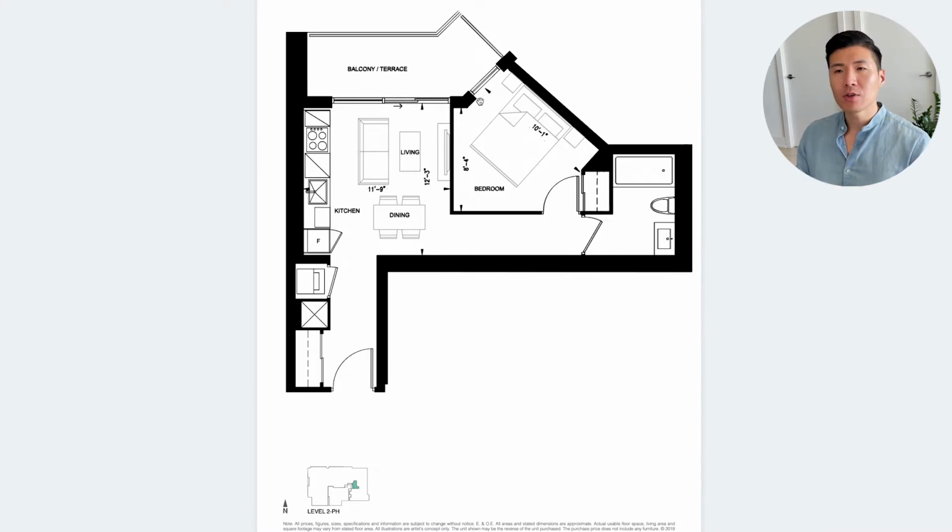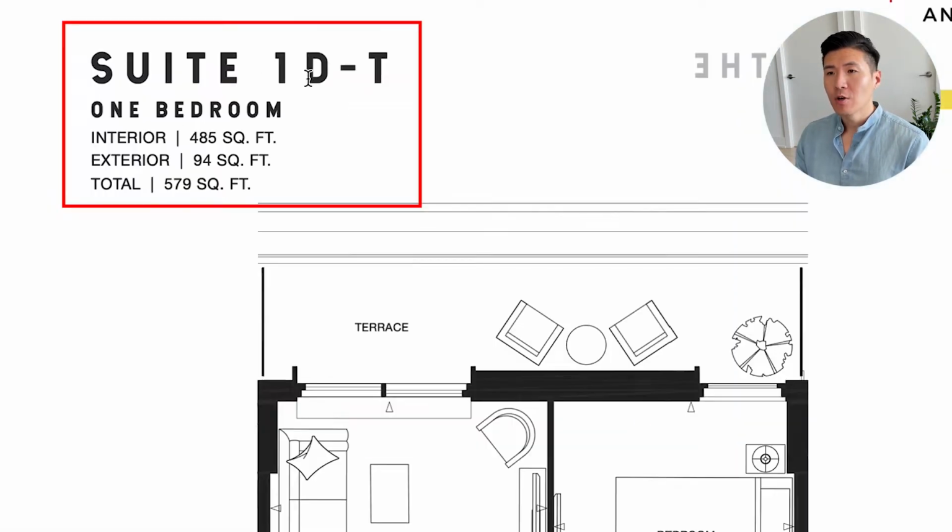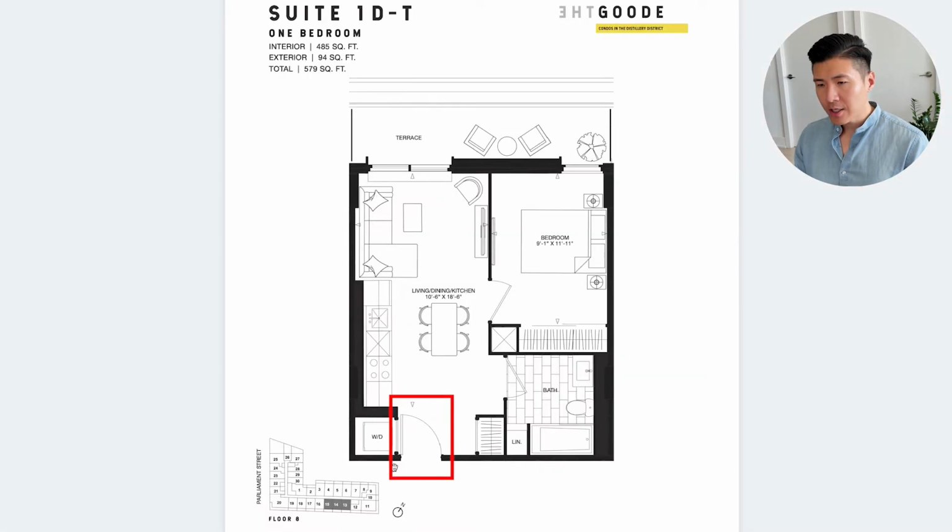And now let me give you an example of an efficient layout. This is a great example of a very efficient layout. One bedroom, 485 square foot with 94 square foot exterior terrace. Here's the entrance door. You walk into the unit and immediately you can see that there are no hallways whatsoever, and you walk right into the kitchen area and then the living room area. And on the right side, the bedroom is right here and then the bathroom here.